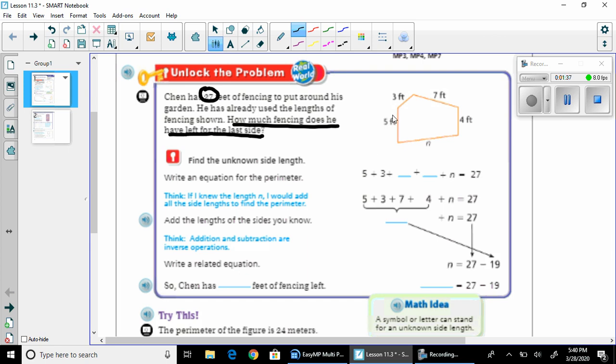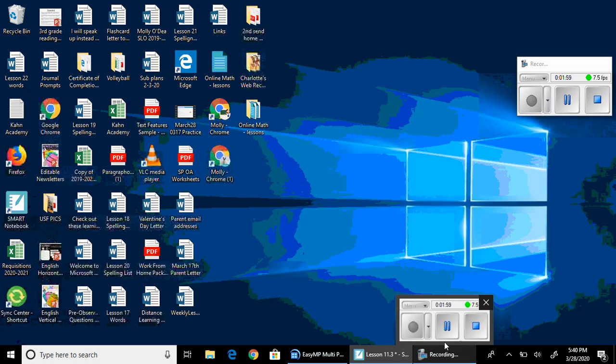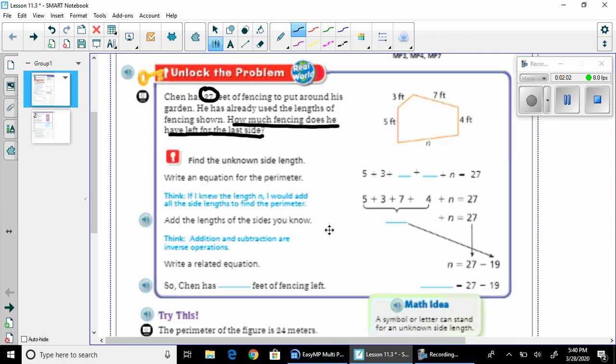All right, so they started with this side here, which is 5 feet, and they're going around the figure, so the next side would be 3 feet, okay? We have 7 feet here. So we are going to fill in our box with 7 feet. Oops, screen went. Okay, back here. So 7 feet. And then our next side is 4 feet. And then we have our unknown side, which is our variable n.